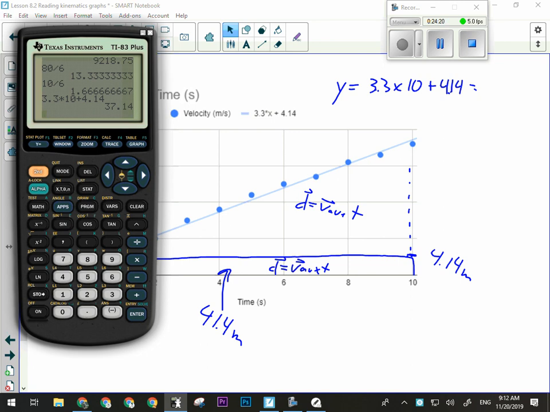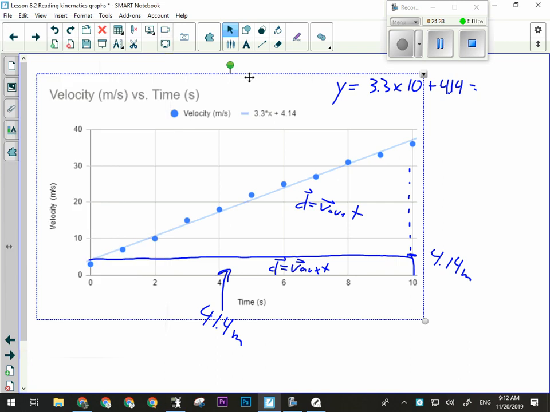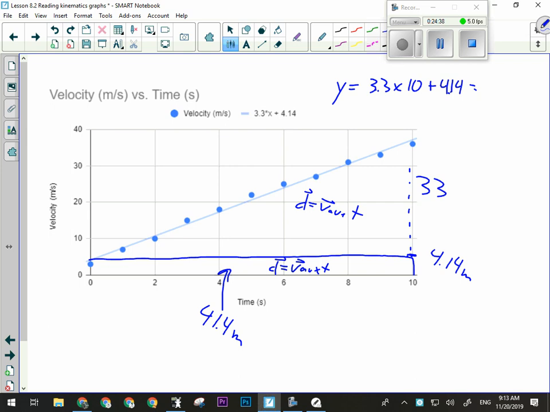Now, I want the height of the triangle, so what do I have to subtract? 4.14. Yeah. Okay, because it starts at 4.14. So I'm going to get 33, right? So the height of the triangle is 33. That means that this object changes its velocity by 33 meters per second between time 0 and 10 seconds. All right, so I've got that now. Now I can do this calculation.